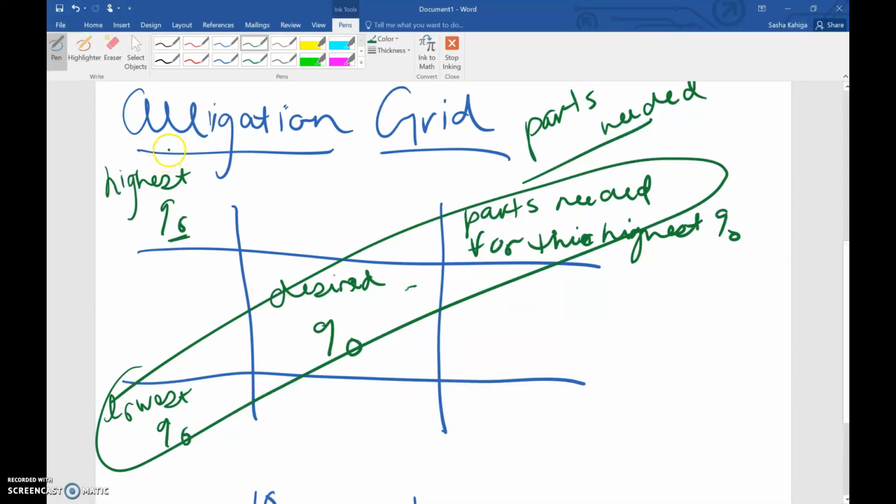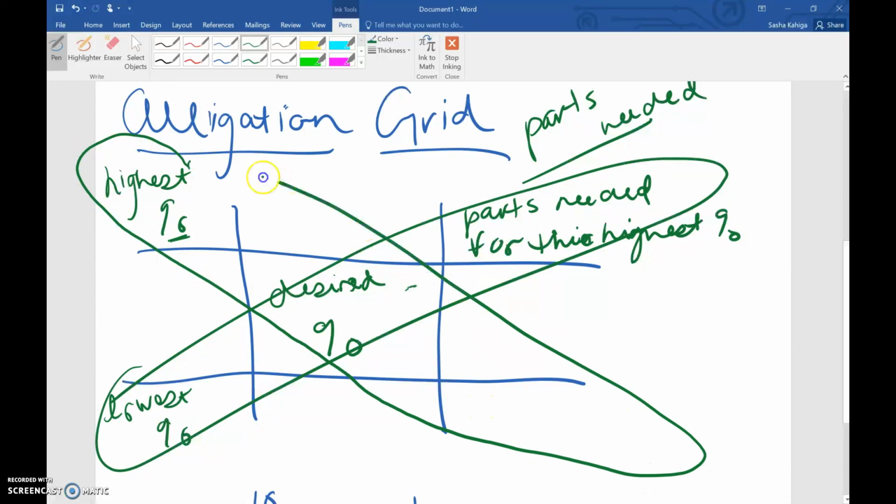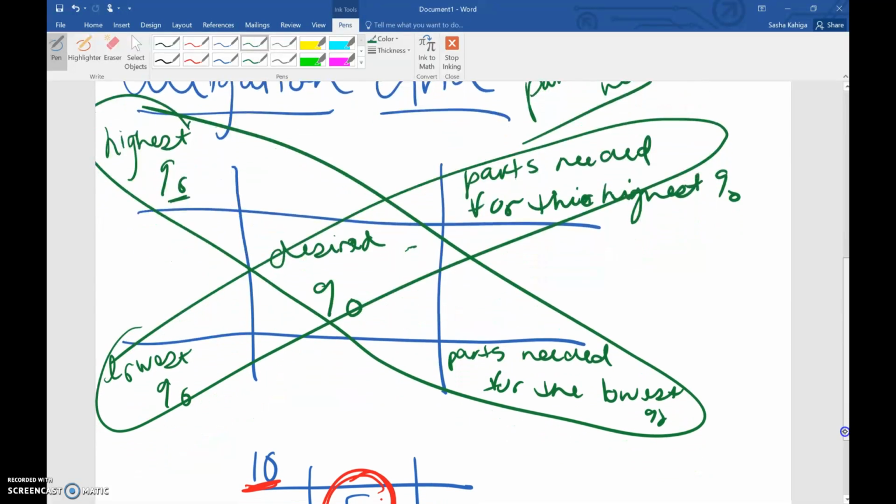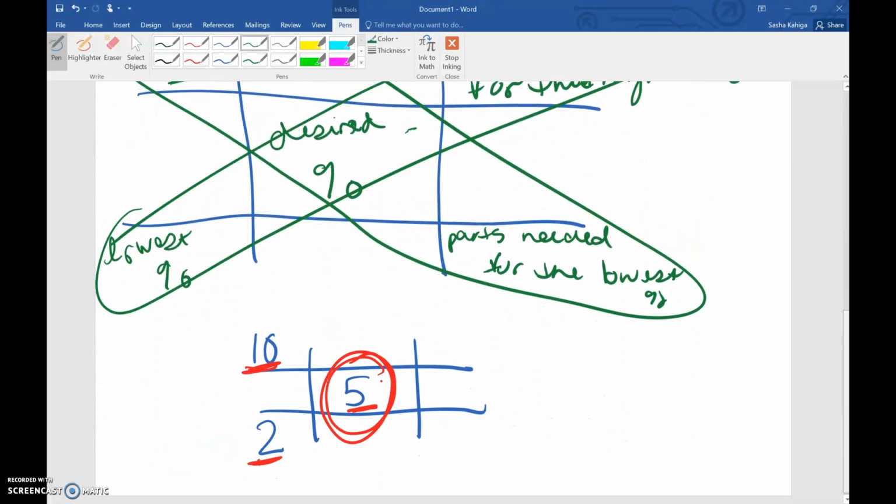All right. Same thing here. In order to get your parts needed for your lowest, you have to subtract your desired from your highest, or your highest from your desired, to get the parts needed for the lowest percentage. So let's go ahead and look at the grid with our numbers here.